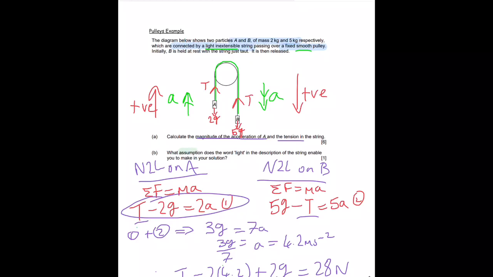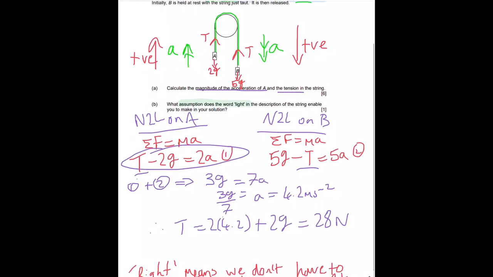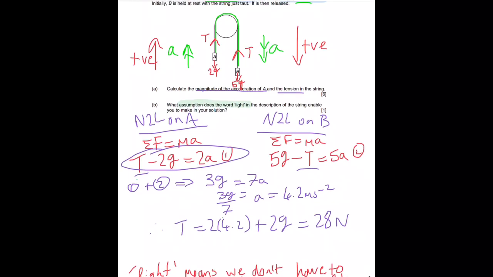Now, they may ask you for a sneaky mark, what does this assumption mean? So again, the string being light. If the string is light, that means that you can ignore its mass. So that's what I've said here down the bottom. Light means we don't have to consider its mass, so there won't be any extra weight added to these scenarios.